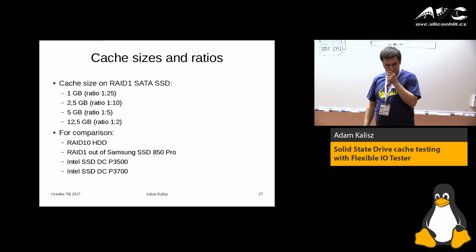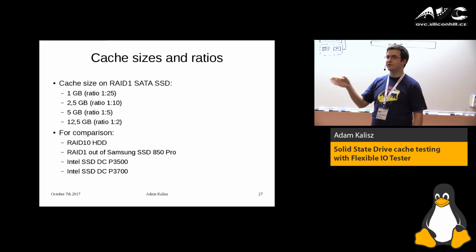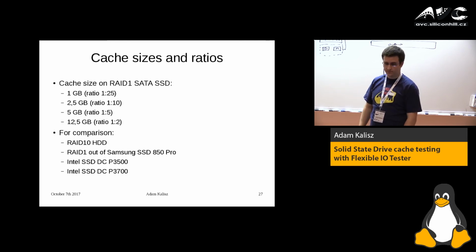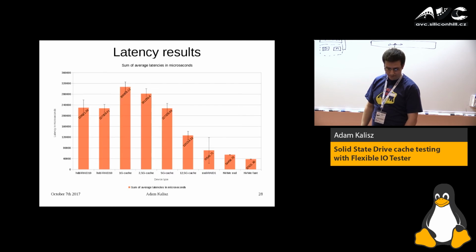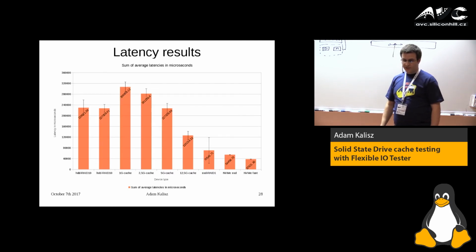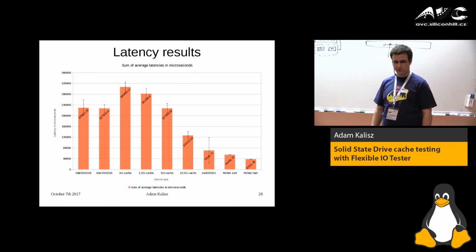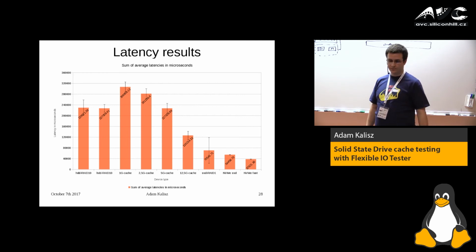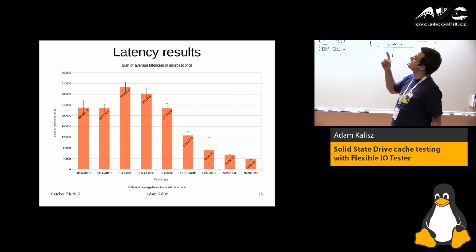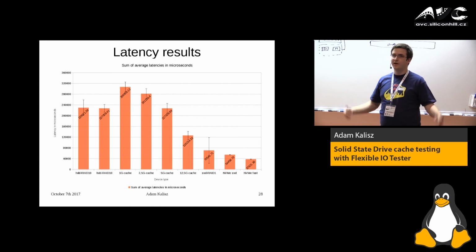I had 4 ratios in caching, 1 to 20, 1 to 10, 1 to 5, and 1 to 2, and then for comparison, just a pure RAID array of hard drives and the NVMe drives. You see on the left, there are just the hard drives. They have some consistent latency. Those are the hard drives in the first server and the second server, so it's comparable.